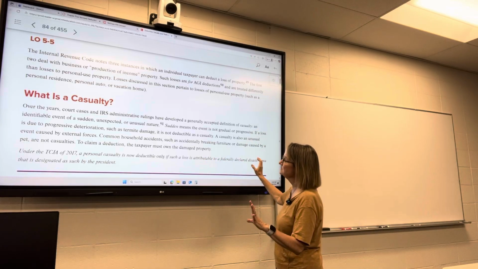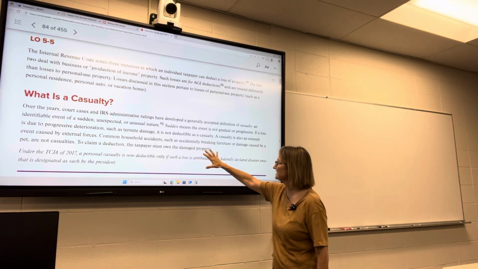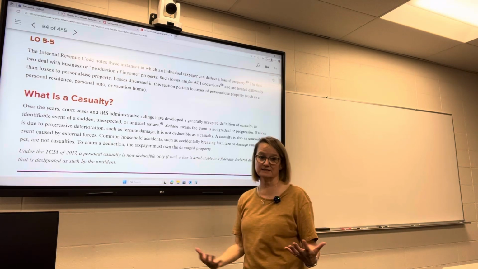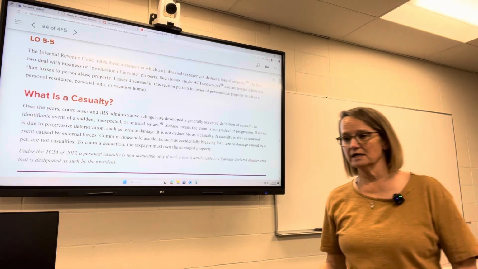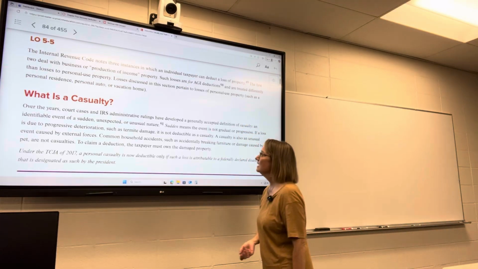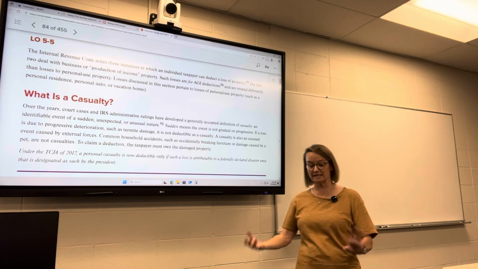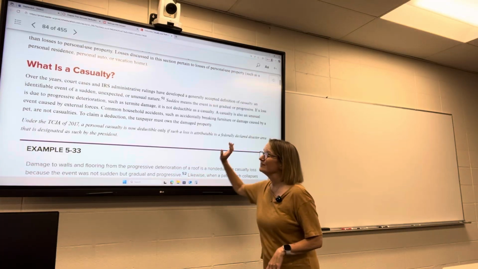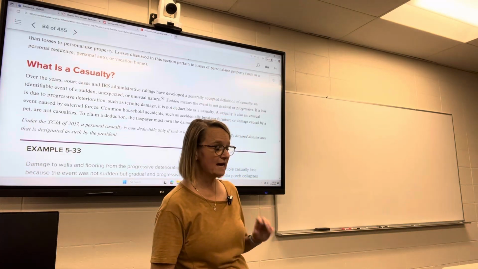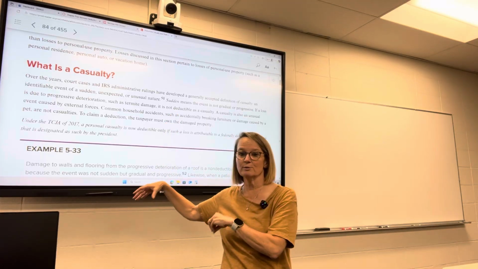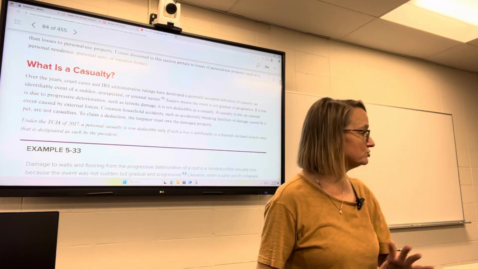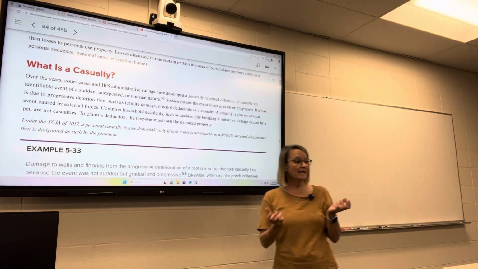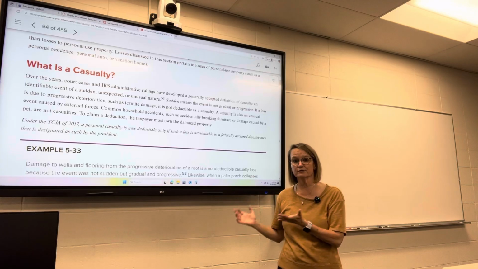But the difference is that common household accidents, so breaking furniture, damage caused by a pet, these are not considered to be casualties, even though you may incur some loss because of them. It doesn't count as a casualty loss. So these losses are only deductible, and there's a calculation that goes along with figuring out how much of any potential loss actually is deductible.